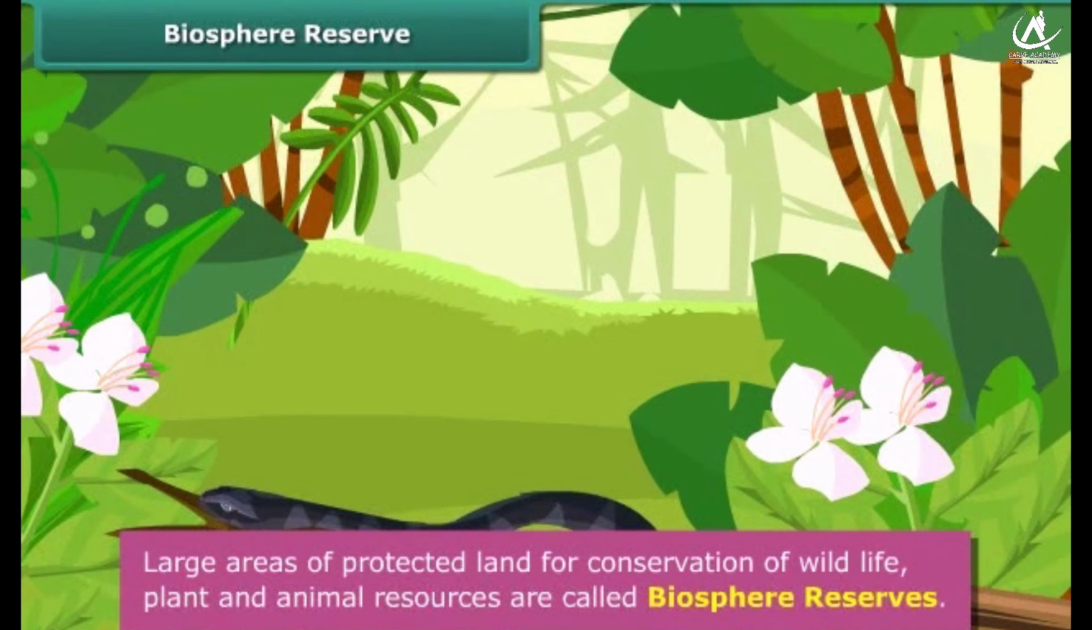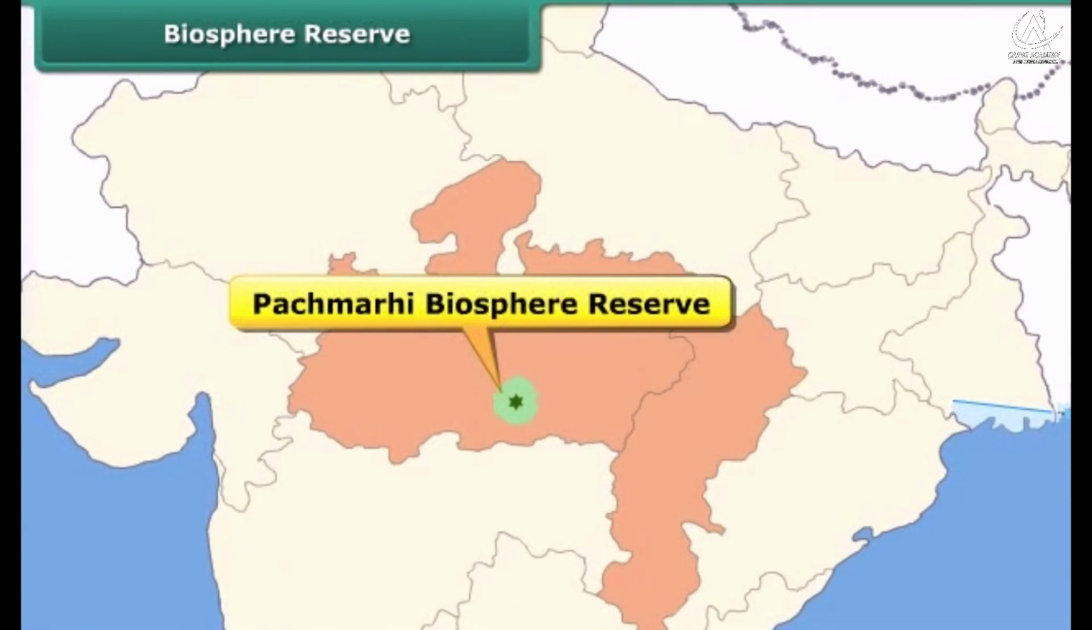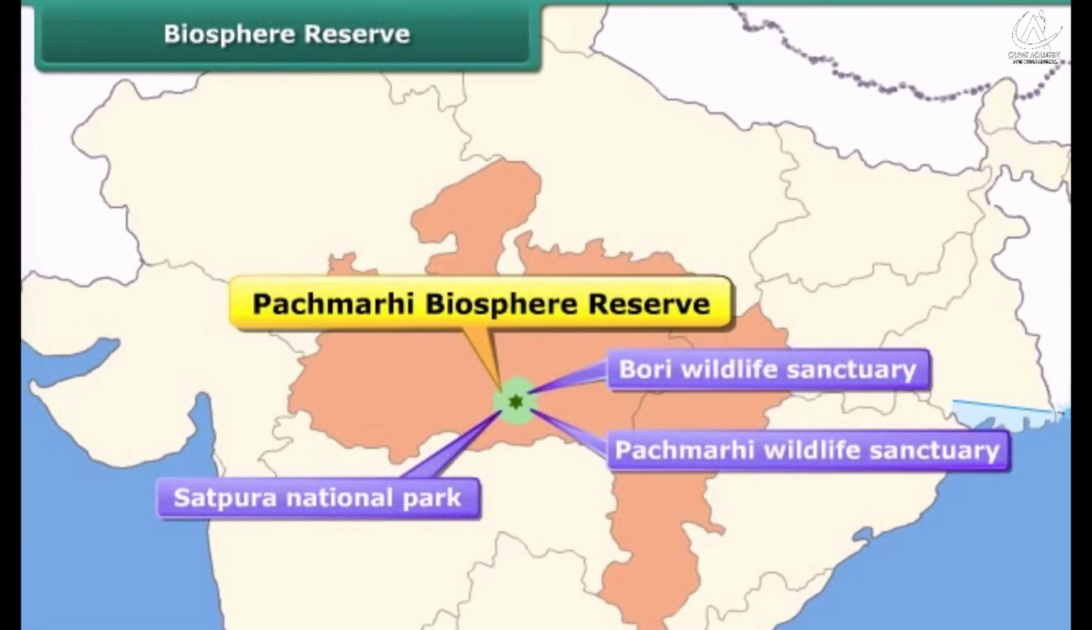Do you know a Biosphere Reserve may also contain other protected areas in it? Yes, let me tell you an example. The Pachmarhi Biosphere Reserve consists of one national park named Satpura and two wildlife sanctuaries named Bori and Pachmarhi.